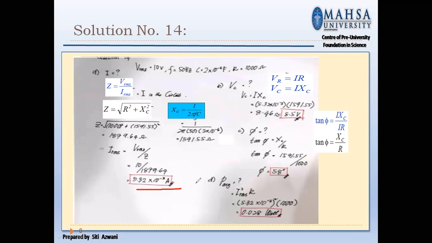So let's go to the next question, question B. You want to calculate the voltage across the capacitor. Remember the formula here.